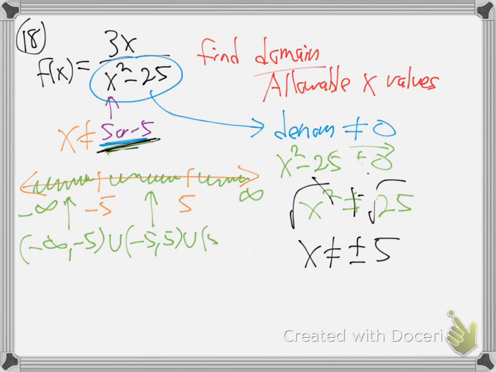United with 5 to infinity, that right section. There's the interval notation answer. That's how they want it on this problem. That basically says all the numbers from negative infinity to positive infinity, but never touching the negative 5. So there's parentheses always by the negative 5, never touching the positive 5.